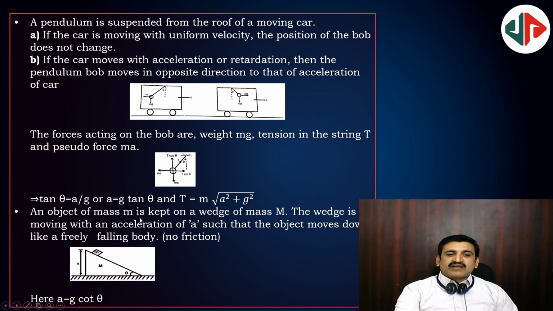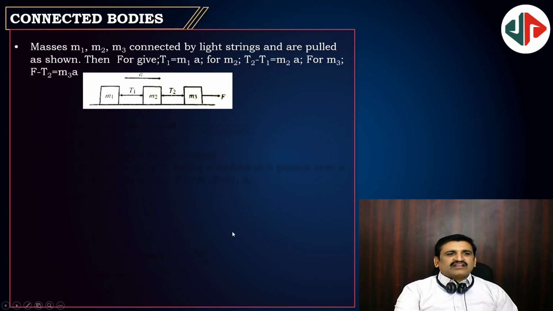An object of mass m is kept on a wedge of capital M. The wedge is moving with an acceleration a such that the object is not moving down, then a equal to g cot theta, and theta is here. Okay, connected bodies.